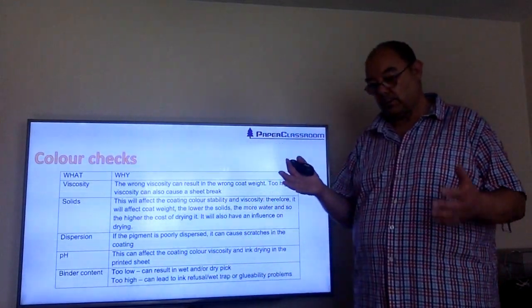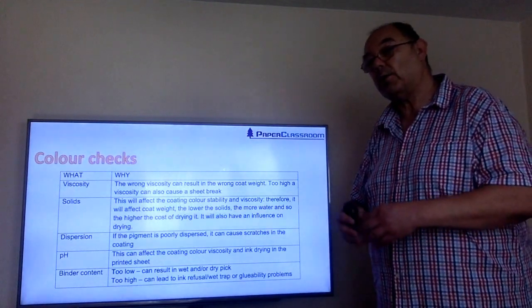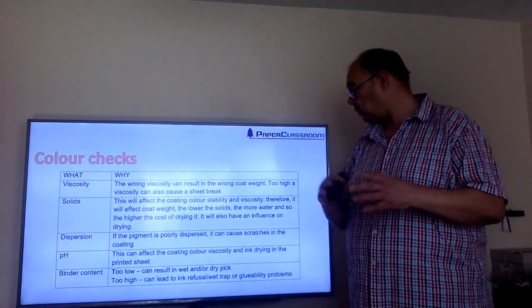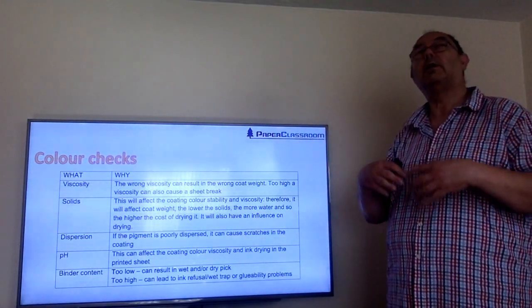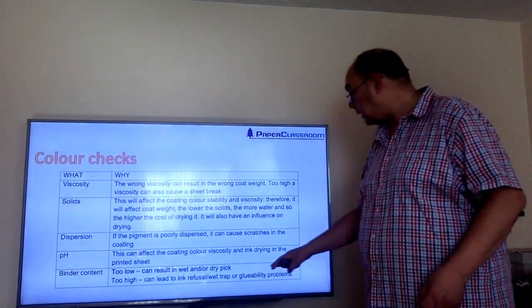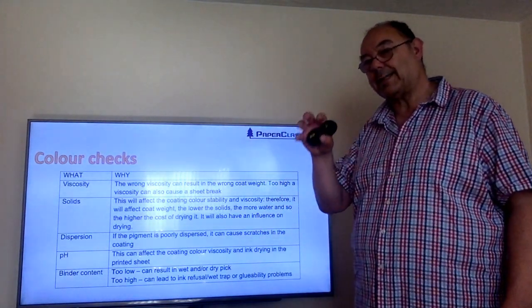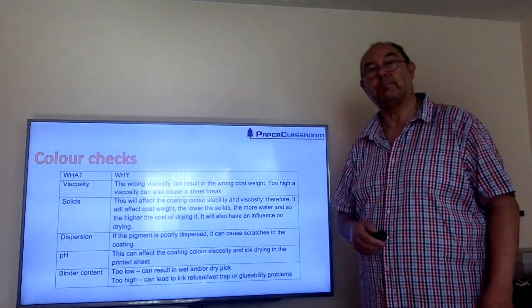then the water from the printing process can't get through the coating and you'll get other problems called things like ink refusal, or wet traps, another term for ink refusal. Or you can get gluability problems. If you've got too much binder there, the glue can't get in and key onto the surface.